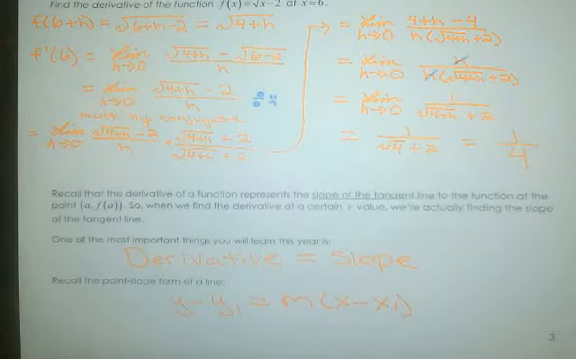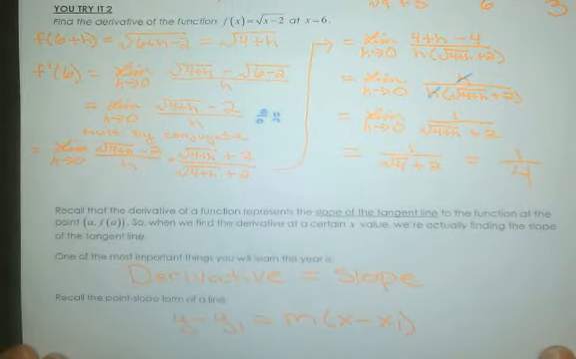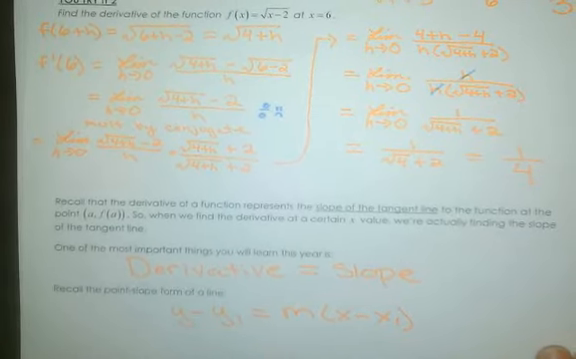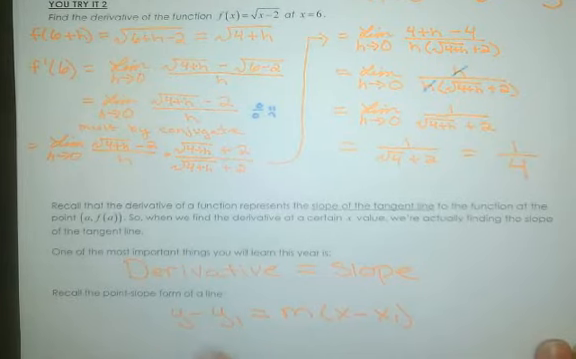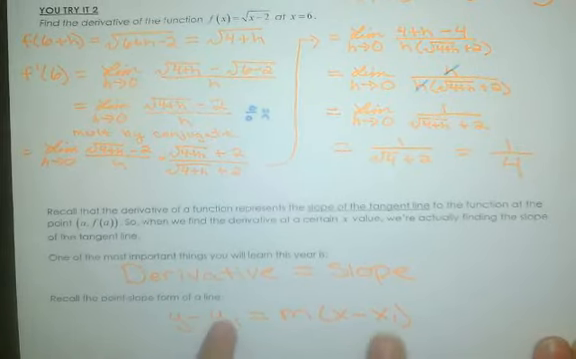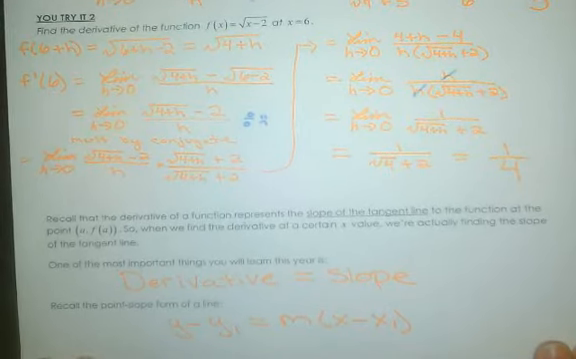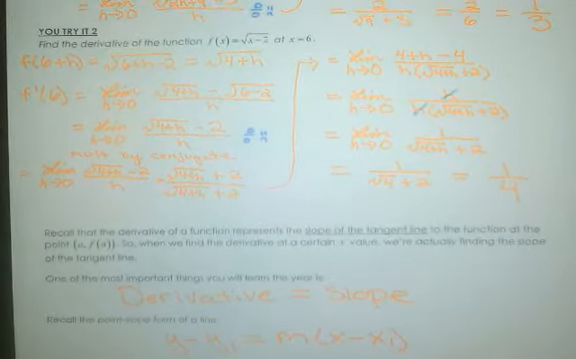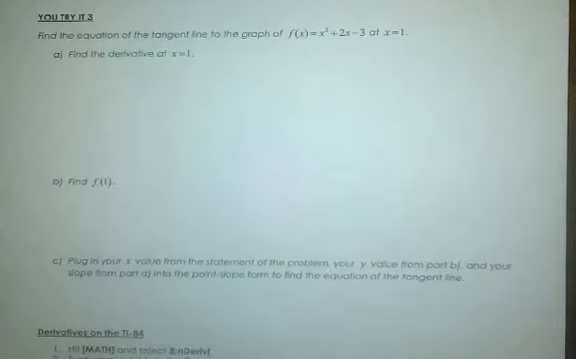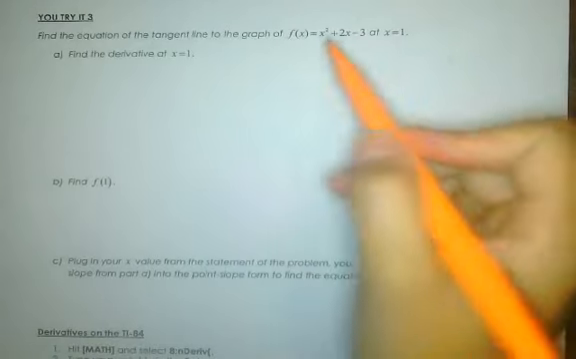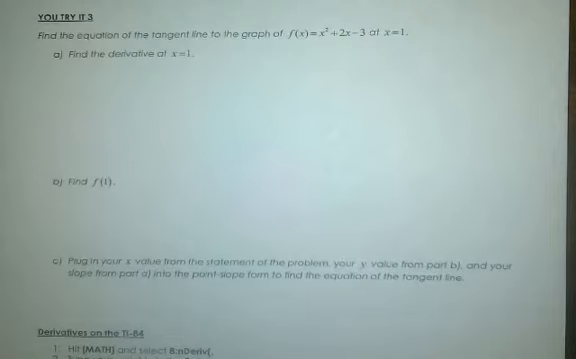So when we find the derivative at a certain x value, we're actually finding the slope of the tangent line. One of the most important things I want you to take from this is that the derivative is the slope. And recall your point slope formula, because you are going to have to use that. It's called the point slope formula because when you are given a point and a slope, you can plug it in to write the equation of the line. We are trying to find the equation of the tangent line of this graph at a particular point.